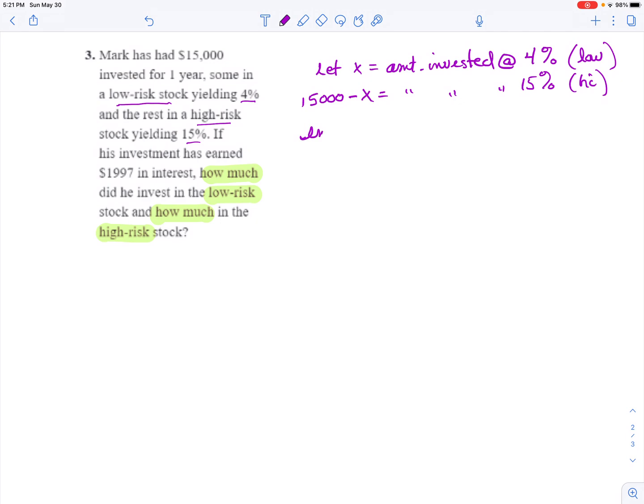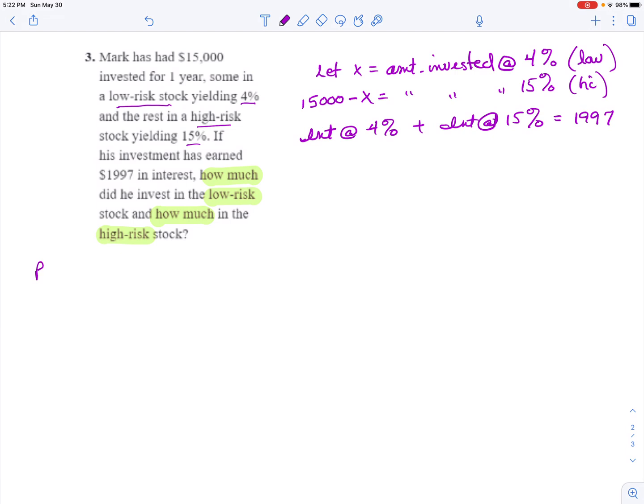Okay, so we're going to take interest at 4% and add it to interest at 15%, and that should total up to this 1,997. Now remember the formula for interest, it was principal times rate, and we're ignoring time here because time is 1 year, equals interest. So I'm going to take the principal, which is X, multiply it by the rate, which I'm converting into decimal form. And here I'm going to take the principal, which is 15,000 minus X, and multiply it by the rate, which again I always put into decimal form. And add those two together, and that should total up to 1,997.